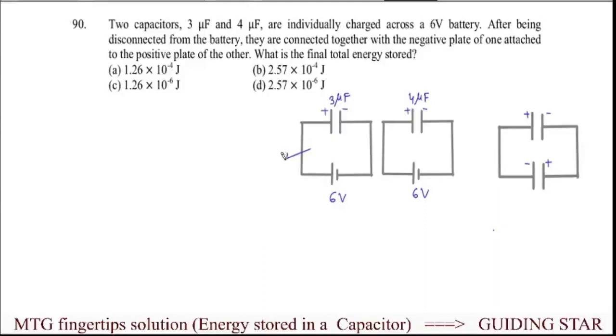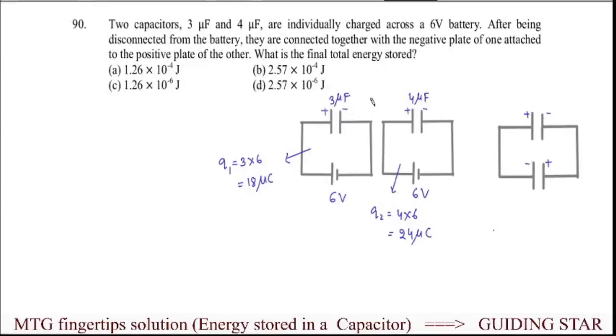So the charge across this capacitor, let it be Q1, and let the charge over here be Q equal to CV. That means 3 into 6, so that will be 18 microcoulomb. Clear? And similarly the charge over this particular capacitor, let it be Q2, will be C into V, that means 4 into 6, so that will be 24 microcoulomb. So the charges across both the capacitors separately are 18 and 24 microcoulombs.